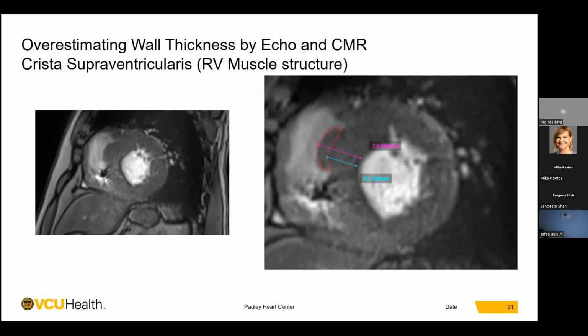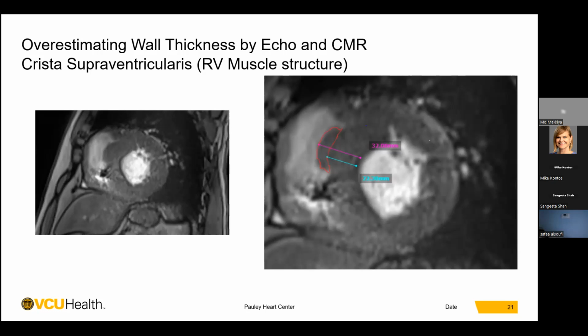And having said that, the degree of LV muscle wall thickness can also be overestimated with echo, even sometimes with MRI, with the inclusion of LV and RV muscle bundles into the left myocardial measurement. And this can impact our consideration for management in the future.